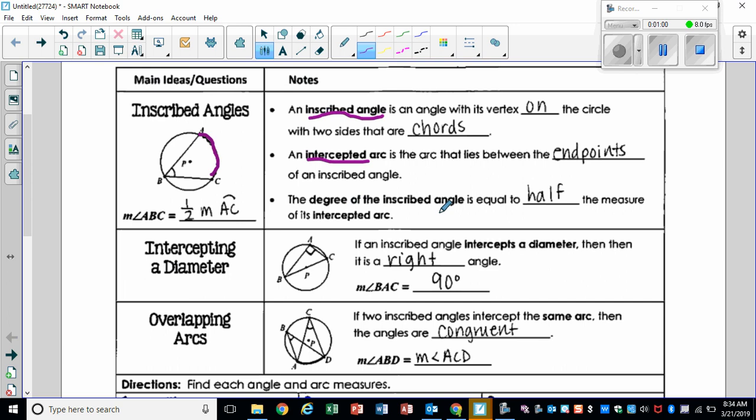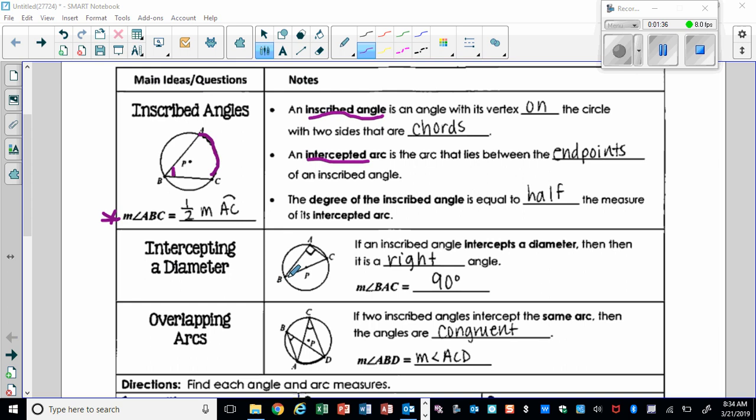And then the measure of the inscribed angle is half of the measure of the intercepted arc, as described right here. Okay, angle ABC is 1/2 of the arc measure. That's the rule you have to remember. The other part in this section you have to remember is intercepting a diameter. If an inscribed angle intercepts a diameter, then it's a right angle.